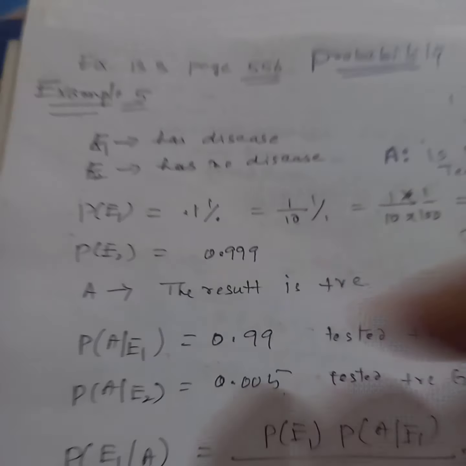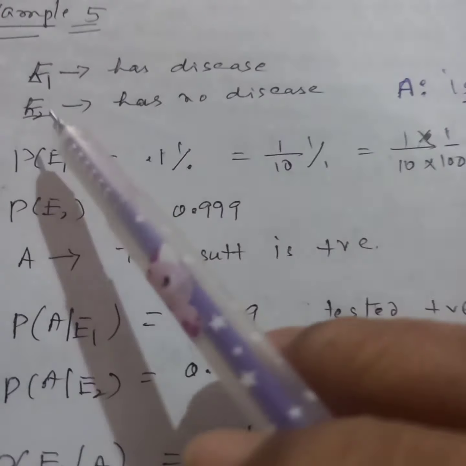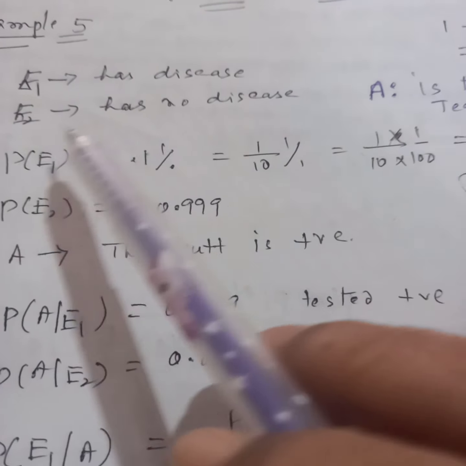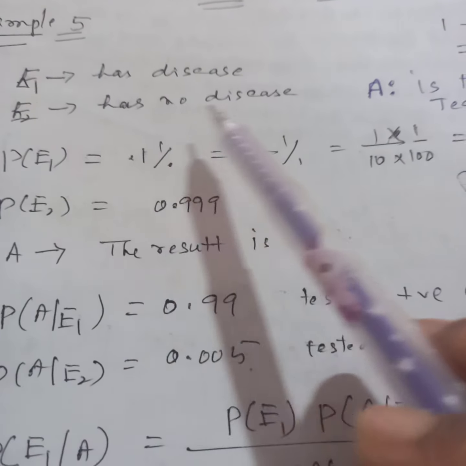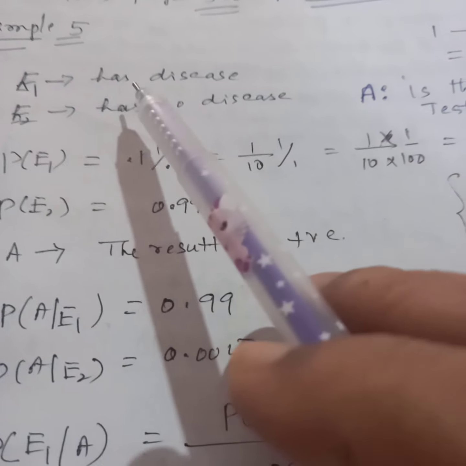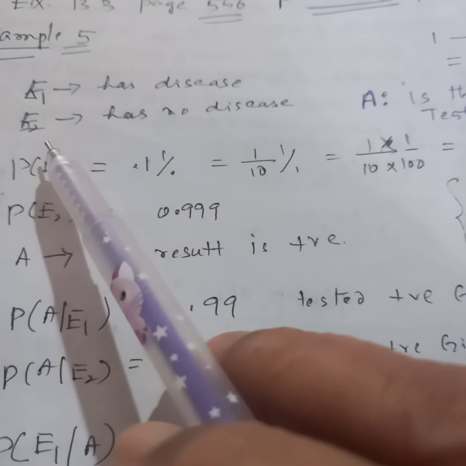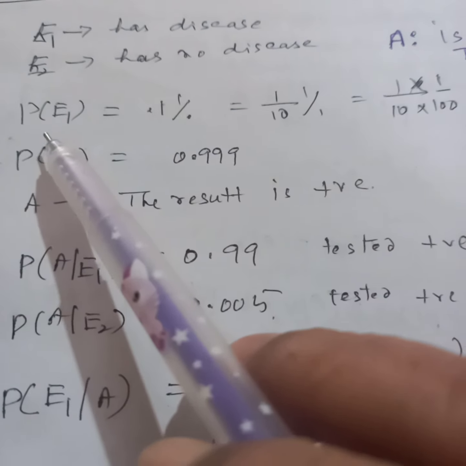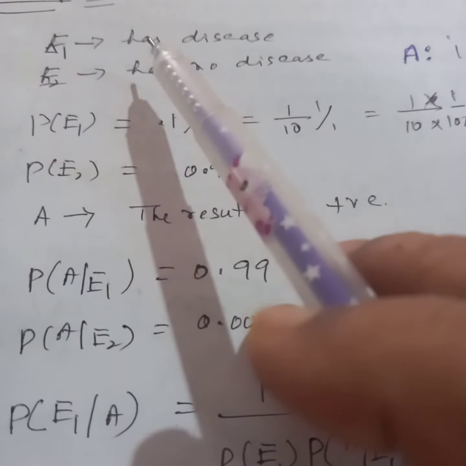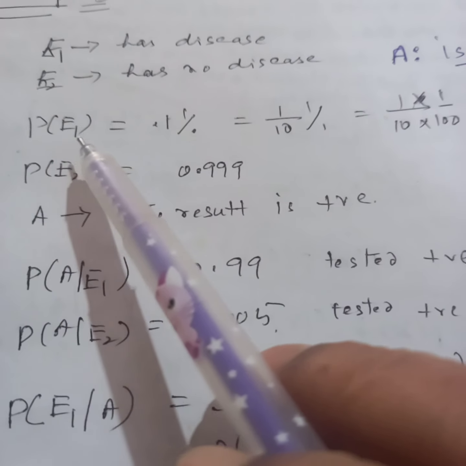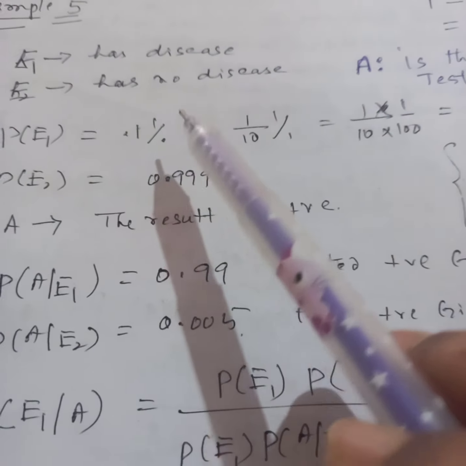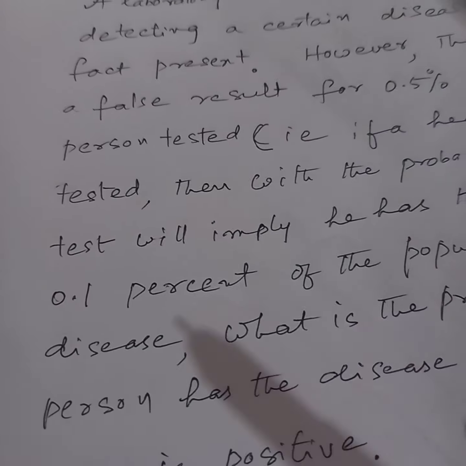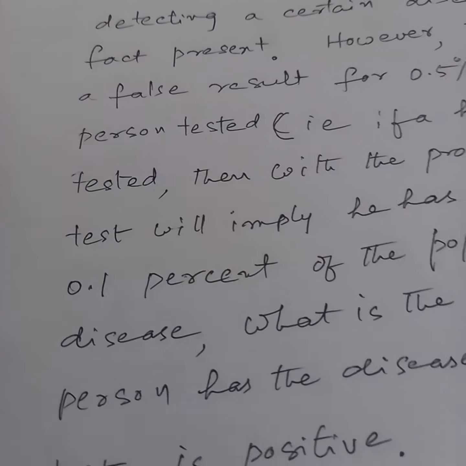Let E1 be the event has disease. E2 is the event has no disease. So remember this. E1 is the event has disease, E2 has no disease. Now in the problem, the probability of a person having disease is 0.1%. So where is that in the problem? Look here. It is here. 0.1%.